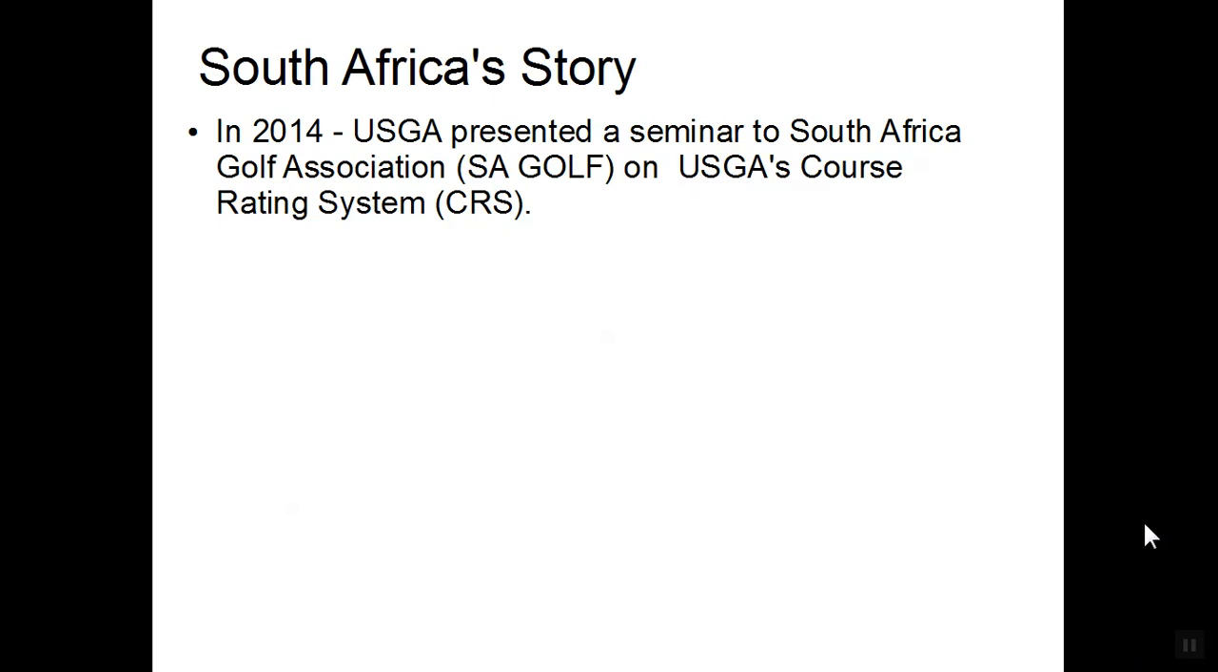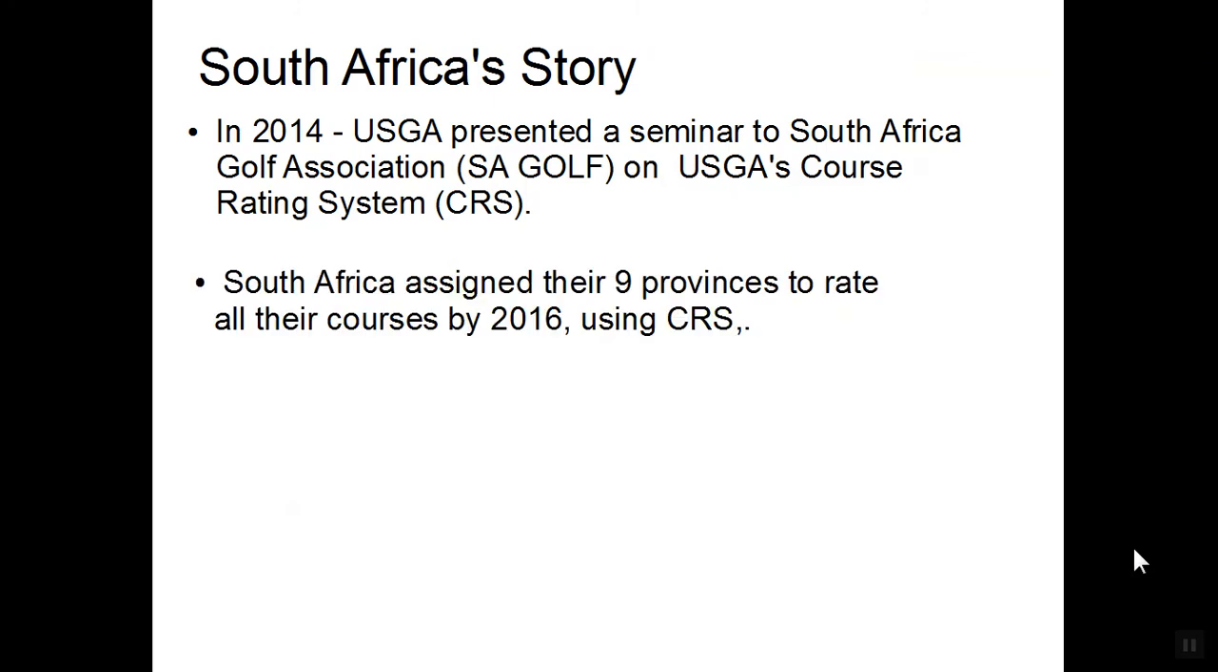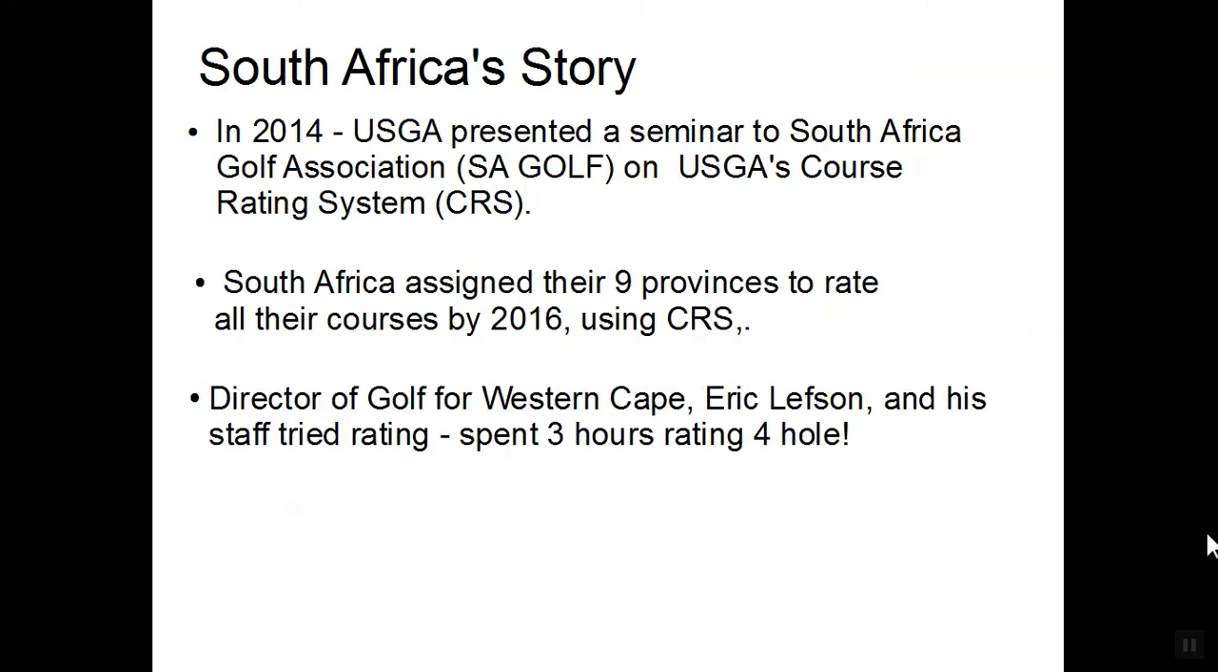USGA went there in 2014 to present a seminar on how to rate golf courses. South Africa's association then assigned each of their 9 provinces to rate all their courses by 2016. The director of golf for the Western Cape, Eric Lesson, and his staff tried rating the first couple of times, and they spent 3 hours rating 4 holes. They decided that there was no way they could rate their 26 courses in 2 years using this method.